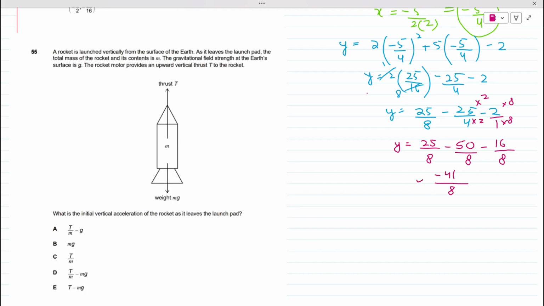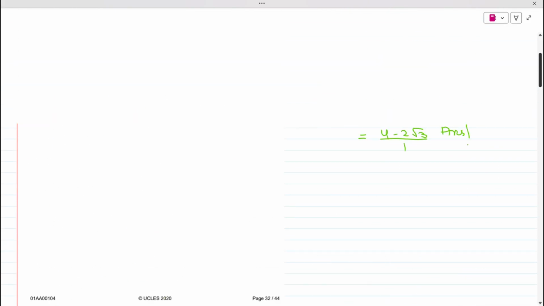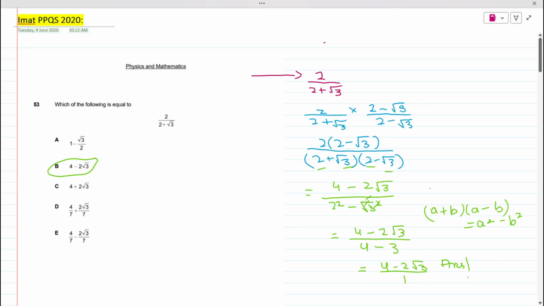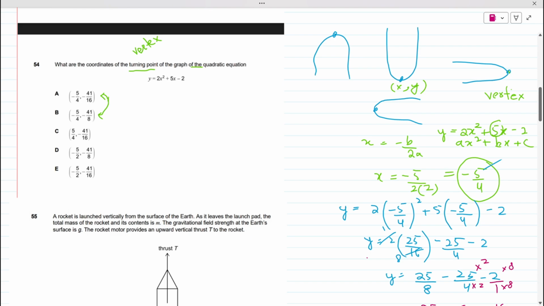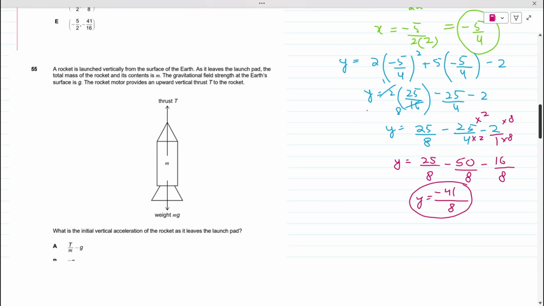So our y coordinate is minus 41 by 8. Let's see in the question, minus 41 by 8. So our B is the correct answer, right? Not A, because in option A, the y coordinate is minus 41 upon 16. We don't have 16 in the denominator, we have 8 in the denominator, right? So we basically found our answer.